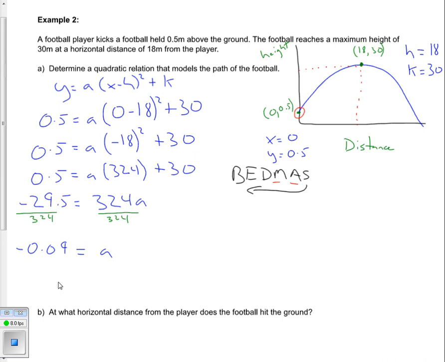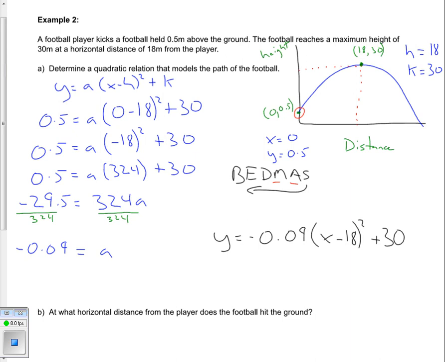Okay, so now I've got an H value, a K value, and an A value. And I can use those things to come up with the final equation, because I need to graph the quadratic relation that makes this tick. So I'm going to say that y is equal to negative 0.09 times (x, my H value is positive, so that means I have to write it as a negative, minus 30 squared... plus 30. Okay, and so I now have an equation that I can use to continue to solve.